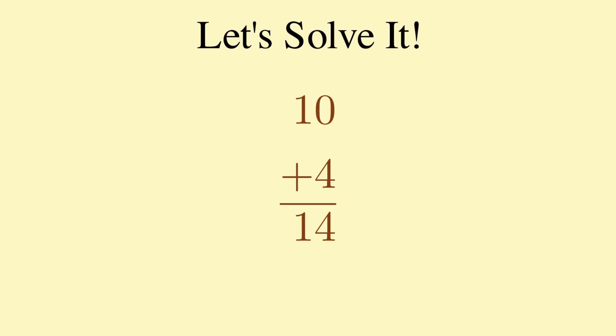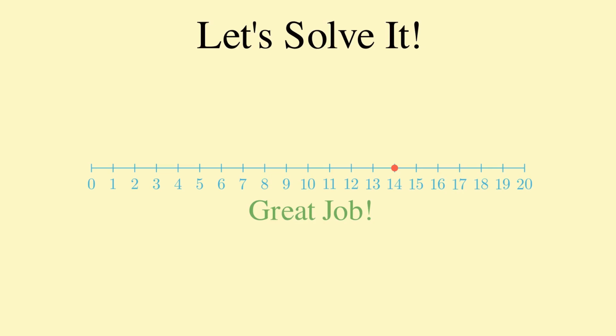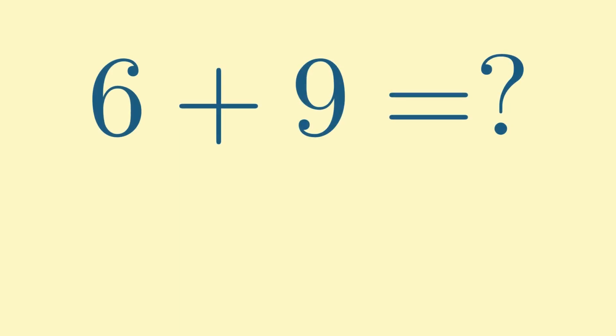We can also use a number line. Start at 10 and move 4 steps forward. 1, 2, 3, 4. We land on 14. Great job! Now, let's move to the next question. What is 6 plus 9?